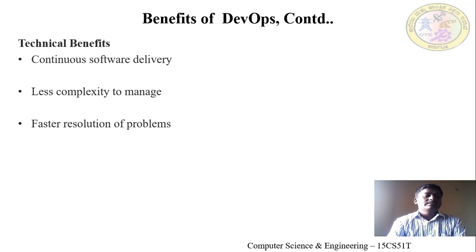Then less complexity to manage. Maintenance is very low in case of DevOps. Maintenance, in the sense, may be either software maintenance or hardware maintenance. Easily we can scale up or scale down the requirements of a particular application. Easily we can manage it, because error rates are very low in DevOps. That's why we can manage it very easily. There is less complexity to manage the applications if we use the DevOps concept.